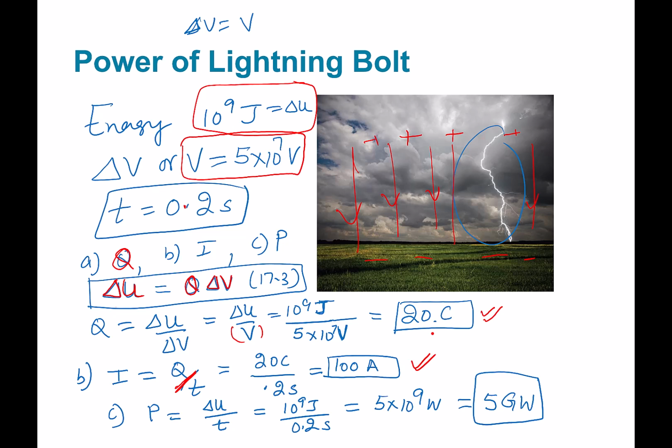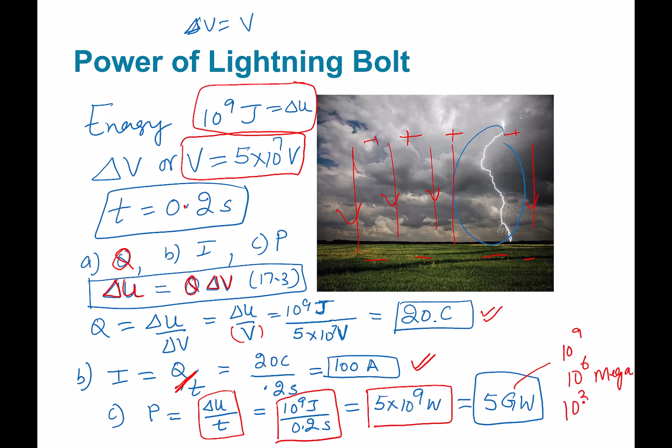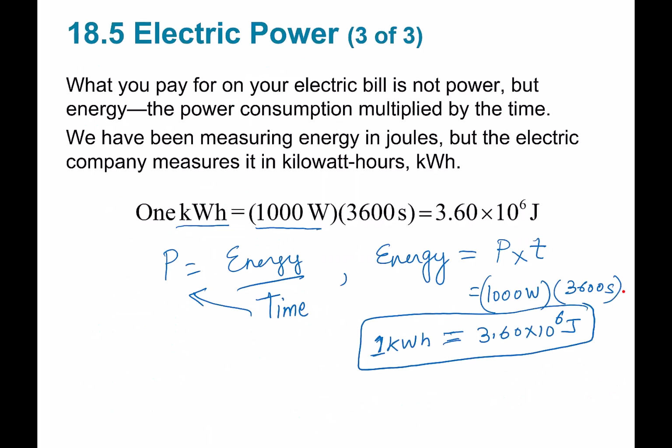Then we know that the power is electrical energy over time. So the electrical energy is 10 raised to 9 joules divided by time, which is 0.2 seconds. Once you work it out, you get 5 times 10 raised to 9 watts, which is giga. Giga means 10 raised to 9. 10 raised to 6 is mega. 10 raised to 3 is kilo. And so on. Again, the electrical power can also be represented in kilowatts, in megawatts, just as you saw.